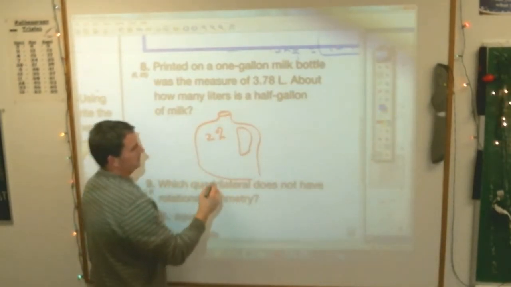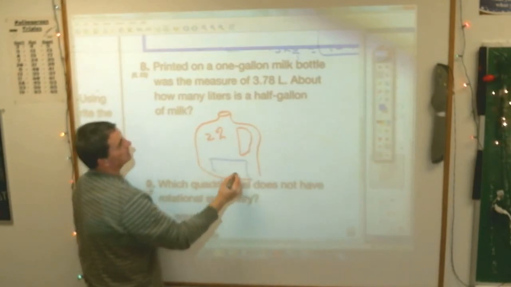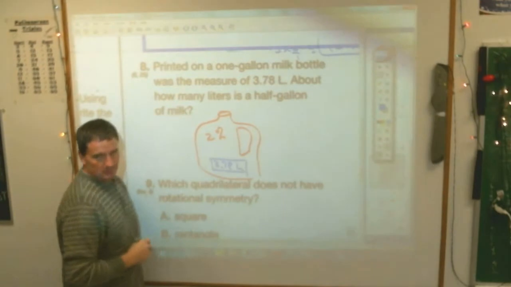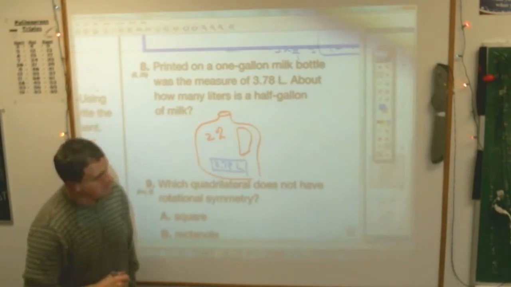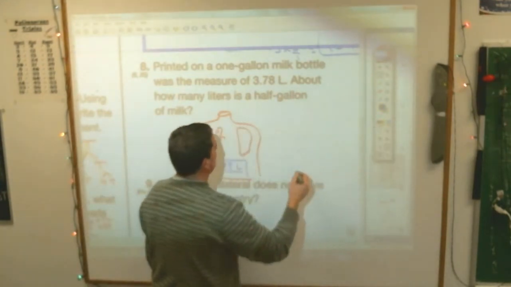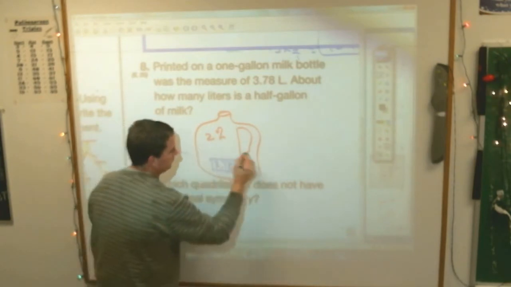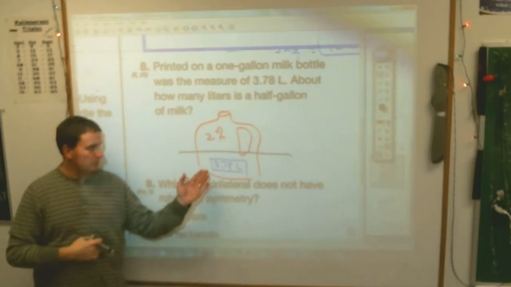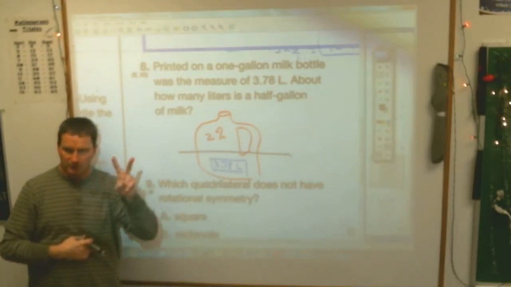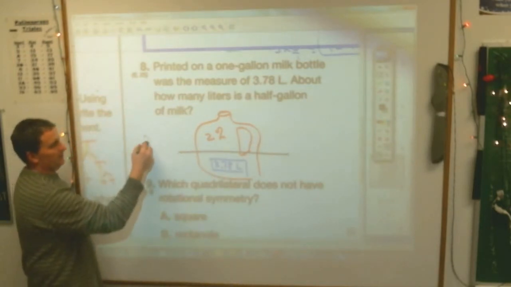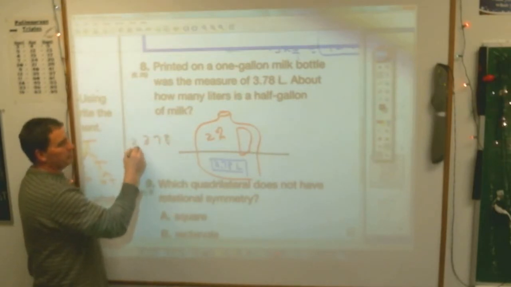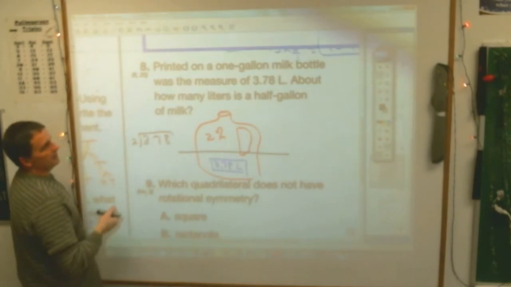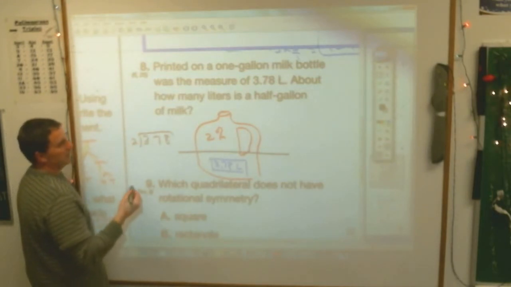So, Taylor, on this gallon of milk, it says this thing is 3.78 liters in a whole gallon, correct? Well, you want just half of the gallon. How many liters would a half a gallon be? You're just cutting 3.78 into 2 equal parts. It's just dividing. And again, I don't know why the book said about how many liters.